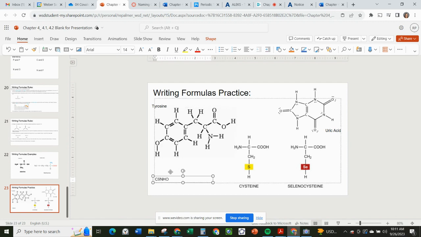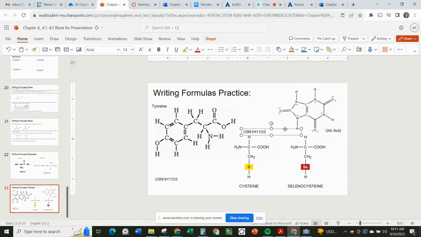Nitrogens. 1 nitrogen. Hydrogens. Let's start over here. 1, 2, 3, 4, 5, 6, 7, 8, 9, 10, 11. Oh, another 11 hydrogens. And oxygen. 1, 2, 3. Okay, that would be the formula.